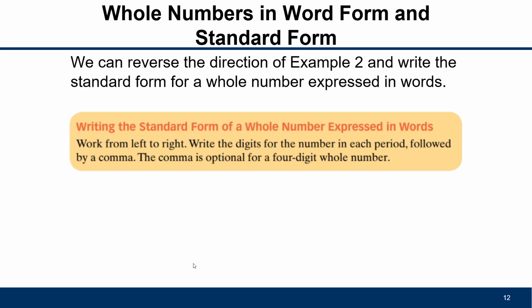Another thing we can do is reverse the direction of the last example we did, and write the standard form of a number if it's been expressed in words. And it's really easy. Working from left to right, just write the digits for the number in each period, followed by a comma. That's all you got to do. The comma can be optional for a 4-digit whole number, but I tend to think we should just always put the commas. Sometimes it's left out in a 4-digit number, but I really think it should always be there.